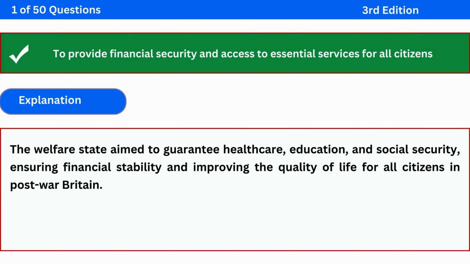The correct answer is to provide financial security and access to essential services for all citizens. Explanation: the welfare state aimed to guarantee health care, education, and social security, ensuring financial stability and improving the quality of life for all citizens in post-war Britain.